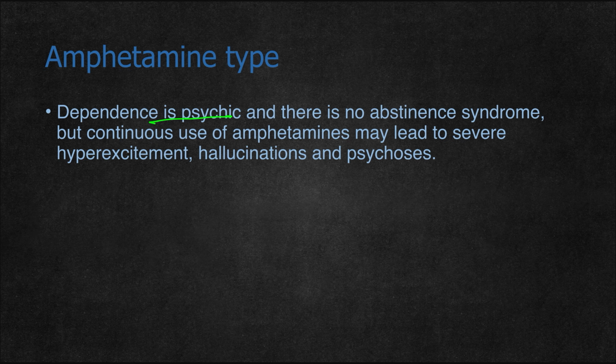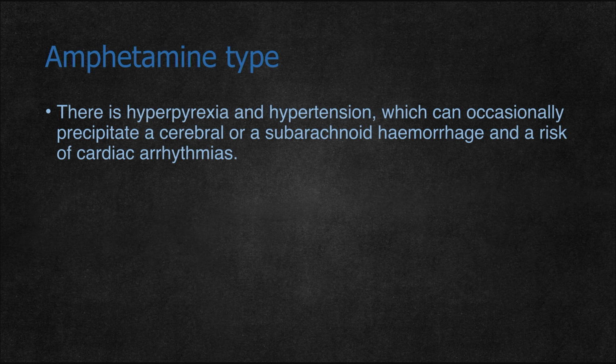Dependency is psychic and there is no abstinence syndrome, but continuous use of amphetamine may lead to severe hyperexcitement, hallucinations and psychosis. So it mainly causes psychological dependence leading to some hallucinations and psychosis. There is hyperpyrexia and hypertension, which may occasionally precipitate a cerebral or subarachnoid hemorrhage, and a risk of cardiac arrhythmia is also present.